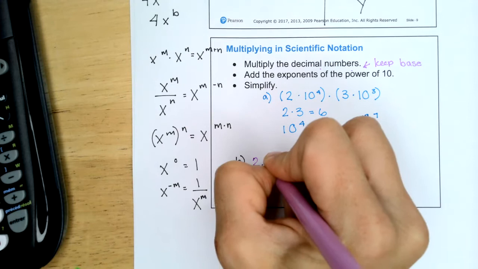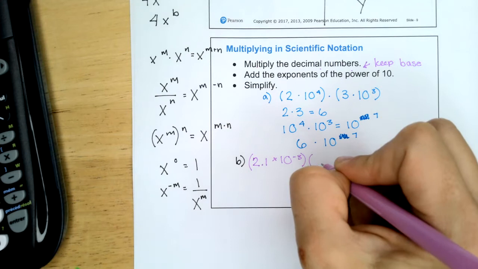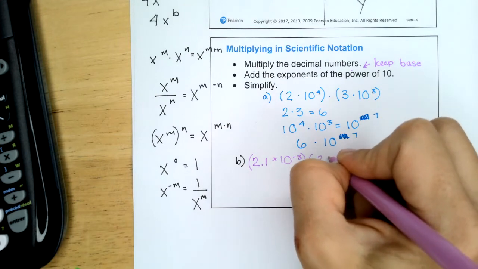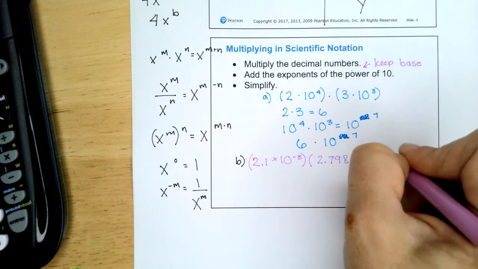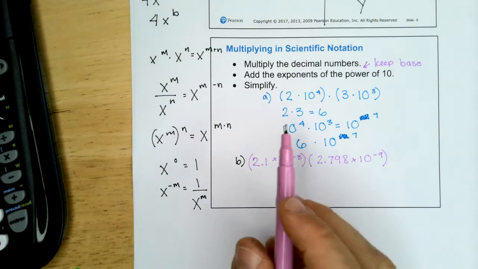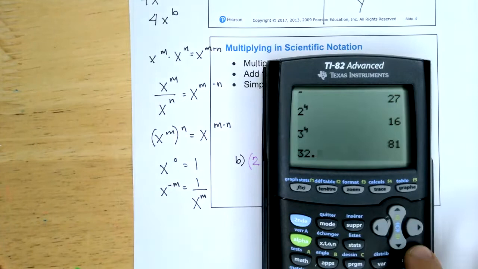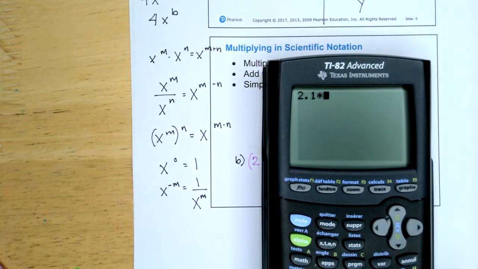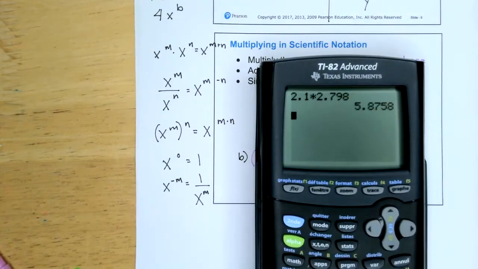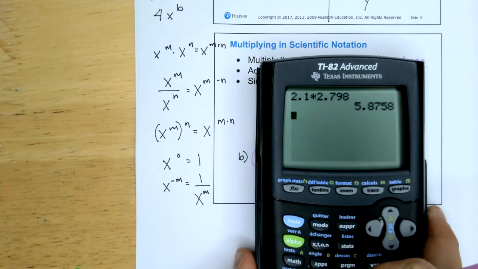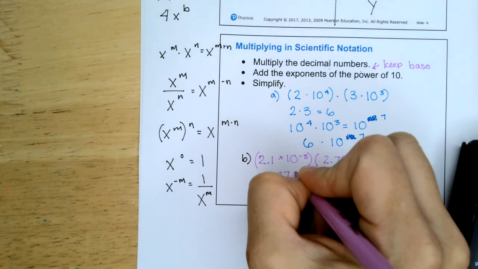2.1 times 10 to the negative 3rd times 2.798 times 10 to the negative 9th. Okay, so you're still going to multiply the decimal numbers, multiply the coefficients. 2.1 times 2.798 is 5.8758.